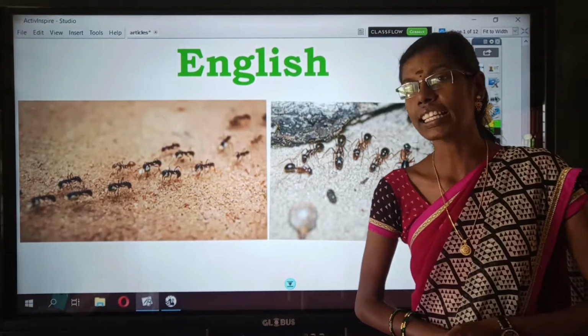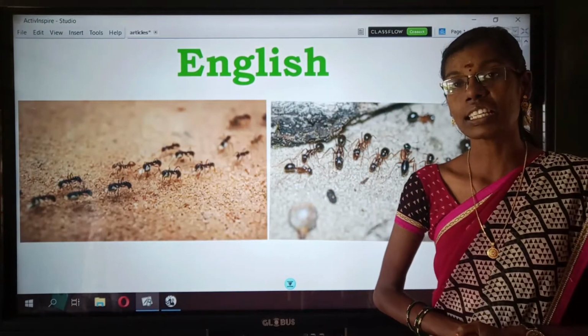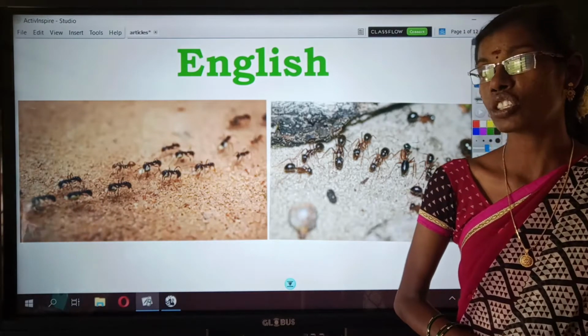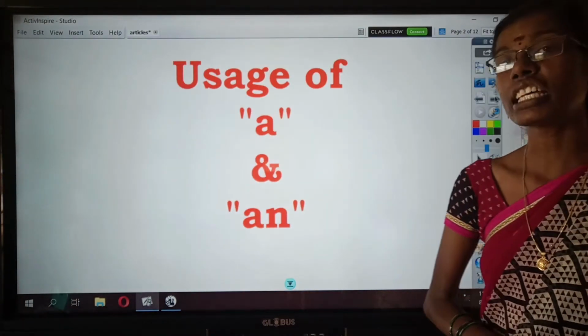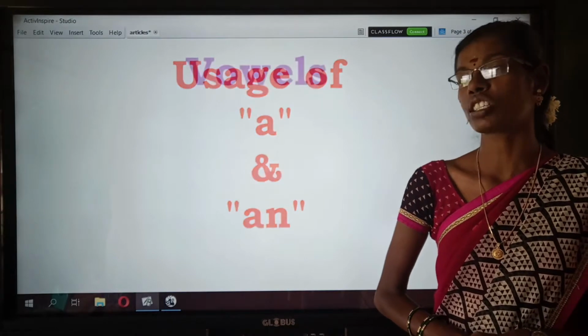In the previous English class, we discussed ants. Ants' hard work and teamwork will lead to success soon. In today's class, we are going to learn about the usage of a and an. For this, first you need to know what are called vowels and what are consonants.